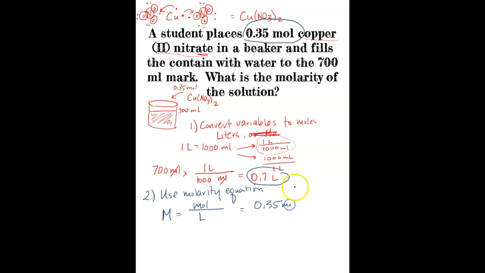So let's go ahead and insert it. 0.35 moles of CuNO3 over 0.7 liters. And that means that our answer is going to be 0.5, and we say with this M, 0.5 molar solution. We don't call it molarity solution. We actually use the term molar. So it is a 0.5 molar CuNO3 solution. Let's try the next one.